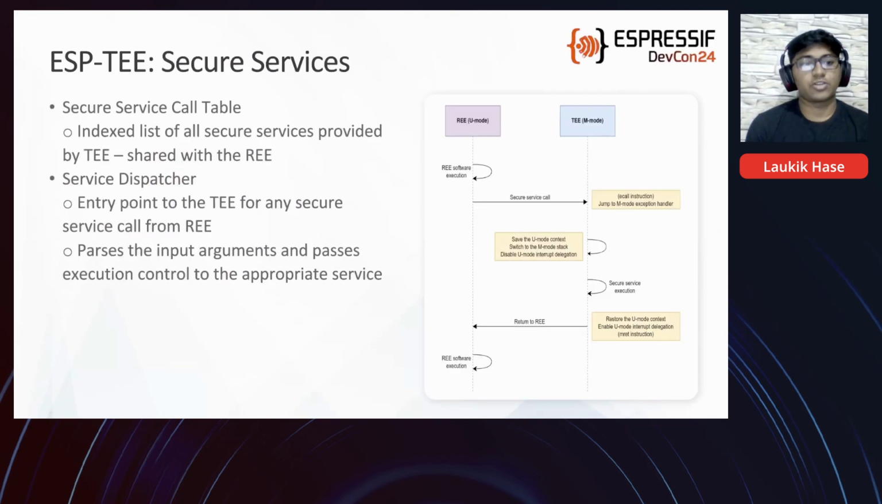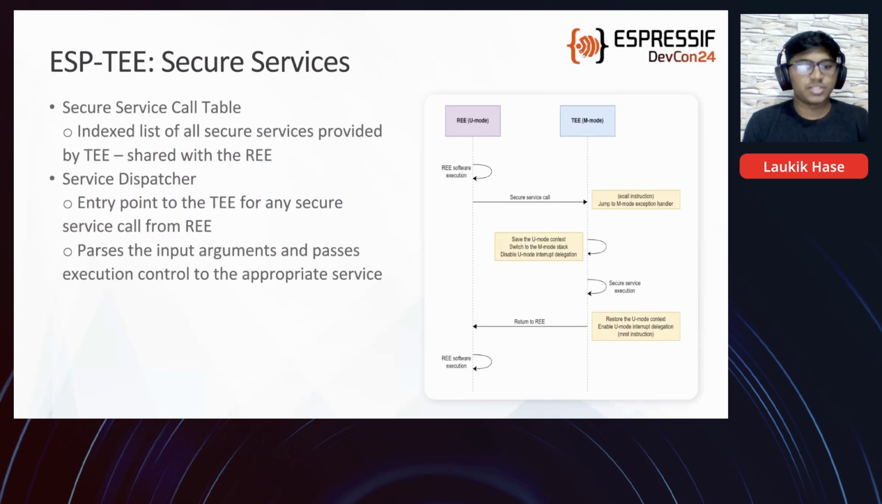First, we have the secure service call table, where all the secure services have been defined as an index list, and this list has been shared with the REE. The REE uses the appropriate ID from this table to request the necessary services. The diagram on the right explains the flow of a typical secure service call. When the application requests a service, an ECALL instruction, that is environment call, is triggered, which lands us in the TEE exception handler. In the handler, we save the REE context, push to the TEE stack, and disable interrupt delegation so that we get notifications for all interrupts while we are servicing the request.